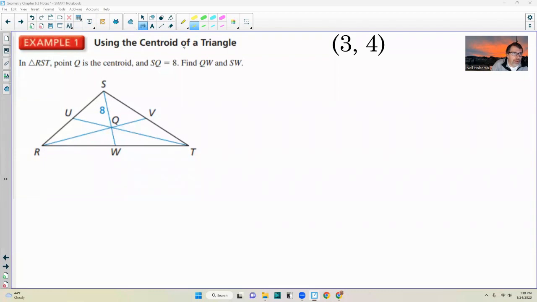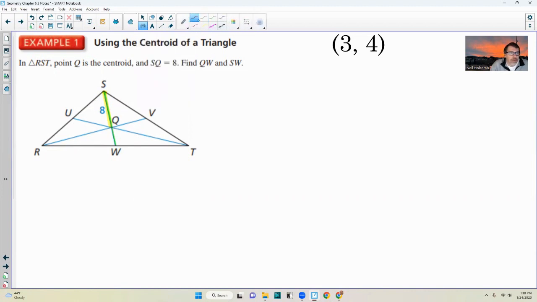Okay, example 1, using the centroid of a triangle. In triangle RST, point Q, which is right here, is the centroid. So with that information, we now know that these line segments that meet at the centroid are called medians. And since they're medians, we now know that this SQ, the longer piece, is 2/3 of the whole thing. So here's the whole thing. Let me make it thinner, actually, so I can still see the yellow. SW is all of it. SQ is 2/3 of it.